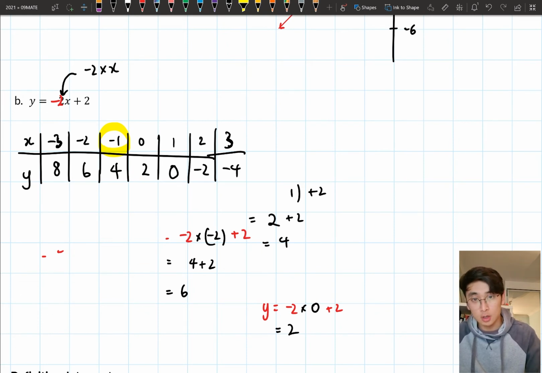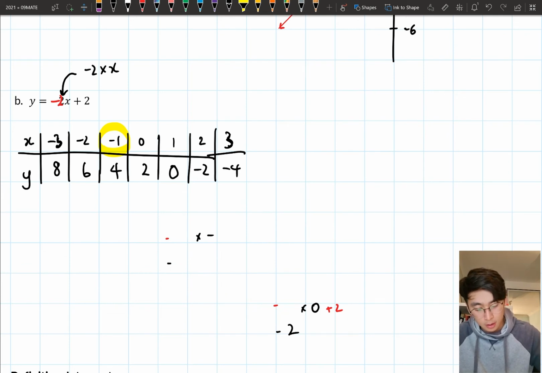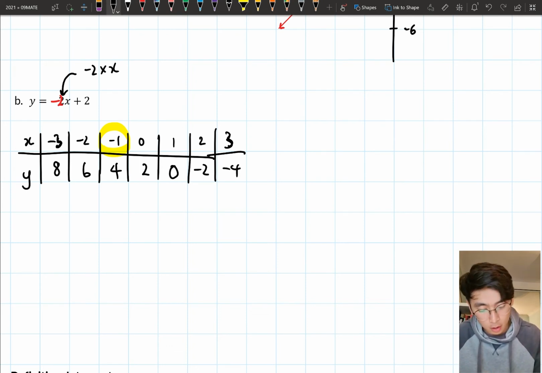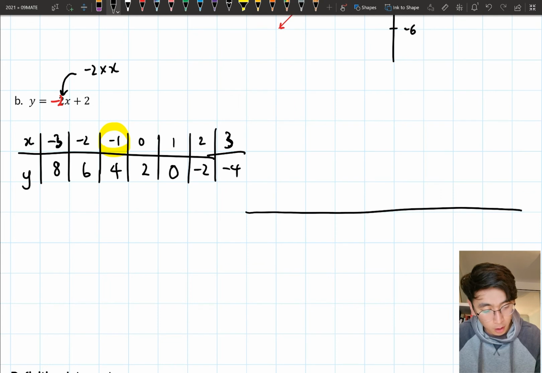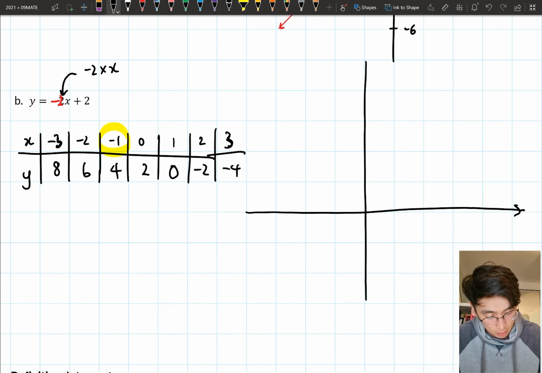I'm going to plot this onto my Cartesian plane. So I'm going to draw up a Cartesian plane. Now what you want to do is you want to be able to fit in all these values. So I want to fit in from 8 down to negative 4. So I'm actually going to draw this a little bit wider this time, so I can hopefully fit this in. Oh, I actually want this to be a little bit taller, my bad.